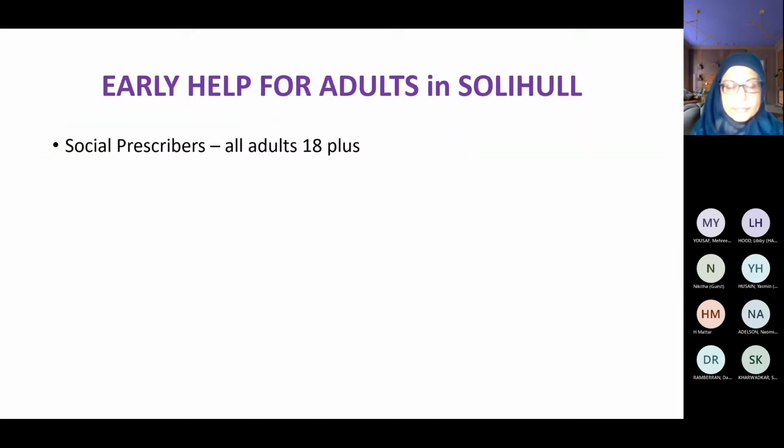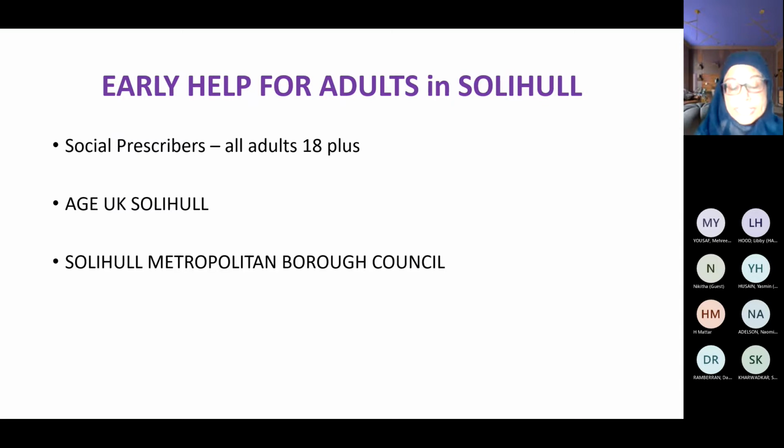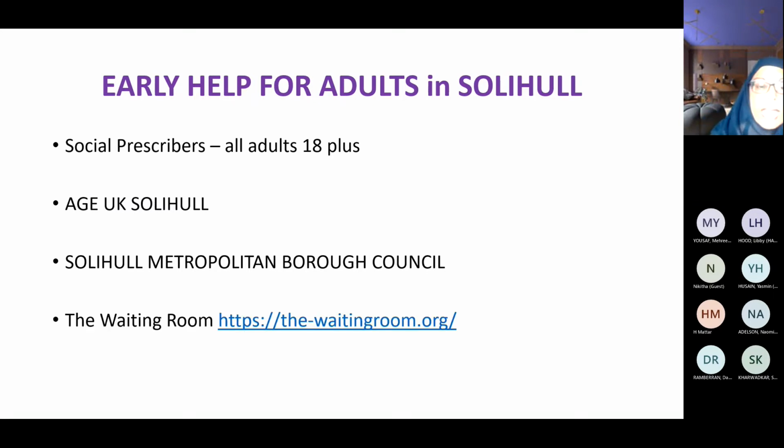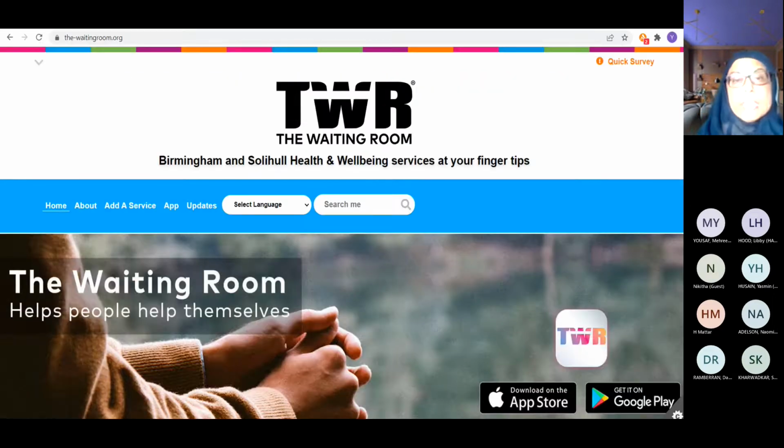Okay. So early help for adults in Solihull, if your practice has got a social prescriber, all adults 18 and plus. You also have Age UK Solihull for the older adults, and obviously the council as well. If you go onto their website, they often have resources and things that patients can tap into. And then we have the waiting room, which is funded by the CCG, the ICS. If you're not aware of it, it is an app. You can load it on your phones, and you can encourage patients.